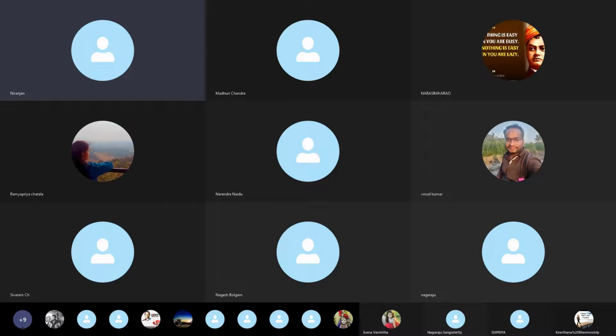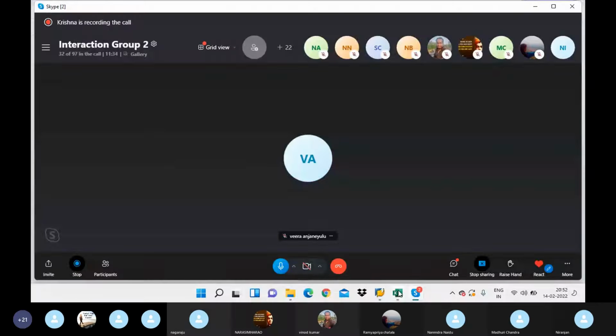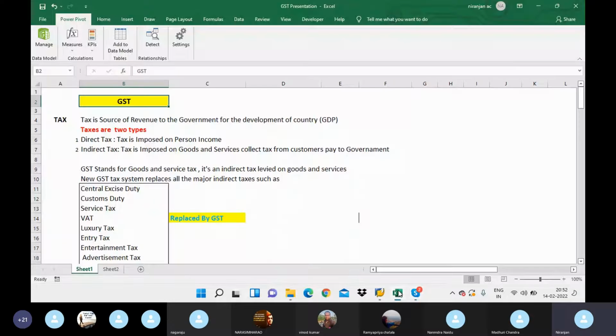And today I would like to explain about GST. So I'll start screen sharing. Are you able to see my screen? Yes, it's visible. So today I would like to explain this GST topic with the configurations.